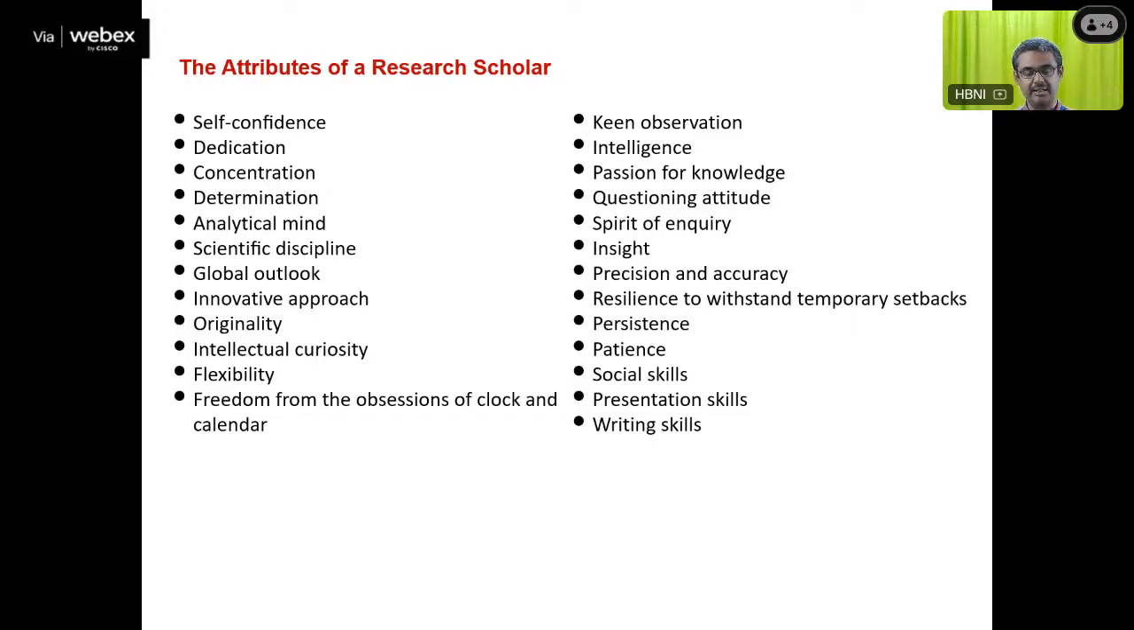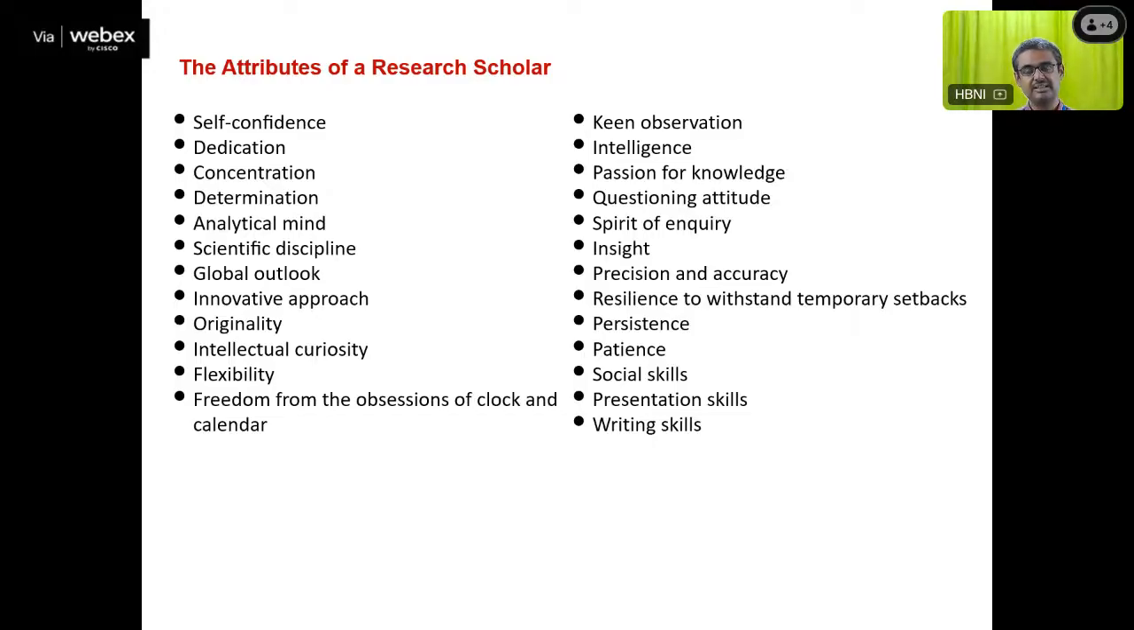Spirit of inquiry, insight. This is a very important attribute. Insight cannot just be had as an attribute, but it grows as you do research. Sometimes you have to stop, reflect, accept what is going on, and gain insight. Okay, this is the real scenario, and this is what we have to do. Precision and accuracy are very, very important.